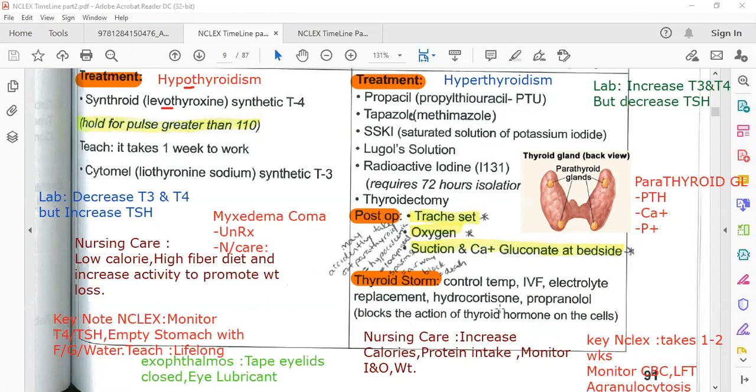Thyroid storm develops when the action of thyroid hormone on the cell is not blocked. And with surgery, thyroidectomy means removal of the thyroid gland, so the patient will need thyroid replacement therapy for the rest of their life if a total thyroidectomy is done.